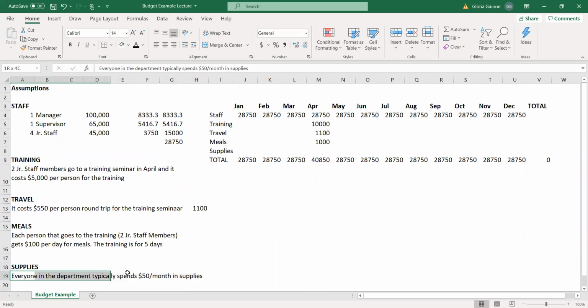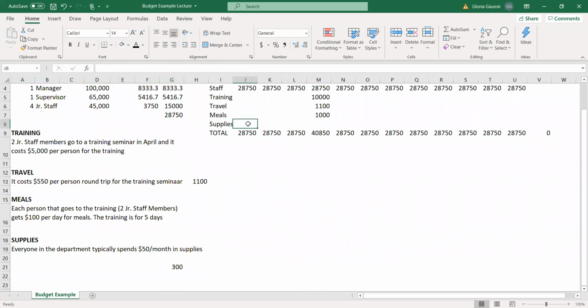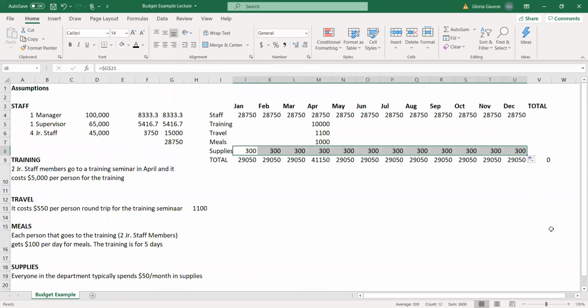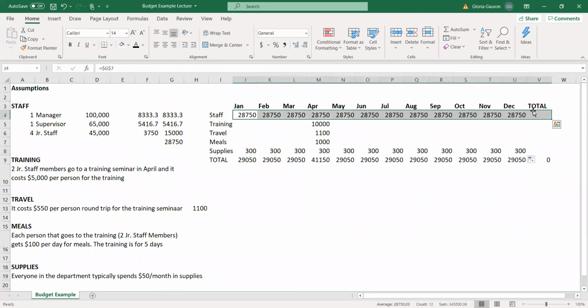You have to read your assumptions. Everyone in the department typically spends $50 per month in supplies. So I can do my equals 300 in January, and then I can absolute this, the dollar signs in front, and then I can click and drag this over. And then if I want, I can add my totals.